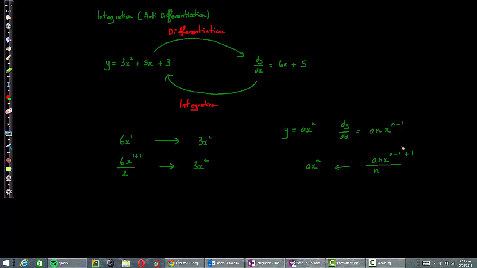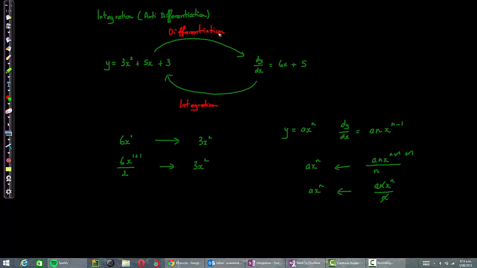Let's just tidy this up, just try and make that a little clearer. That and that will cancel, and we'll end up with a times n x to the power of n, and if I divide by the new power here, which is n, yes, it does take me back to ax to the power of n. They cancel. Alright, let's maybe have a look at that with the 5x term.